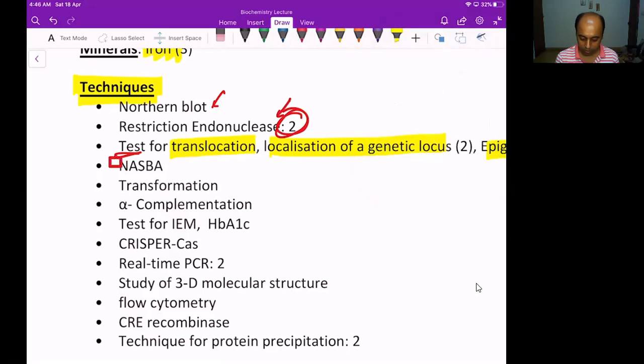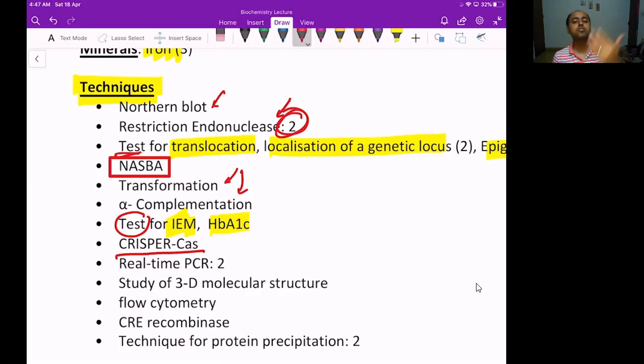Then we have the question on nucleic acid sequence-based amplification, which is the amplification of RNA. Twice the question has been asked. Transformation and alpha complementation are the same thing. They are the modified aspect of the lac operon, which is used in genetic engineering, which has been asked. Then again, tests: the ideal test for inborn error of metabolism, the ideal test for measuring the HbA1c. These questions have been asked.